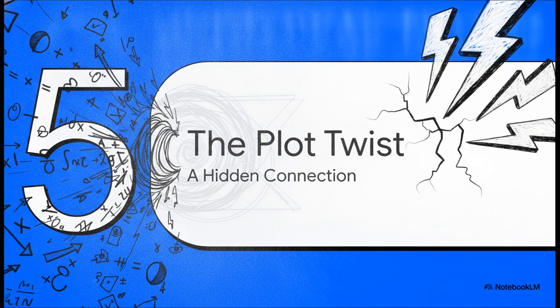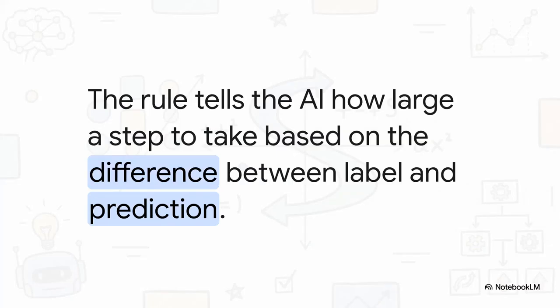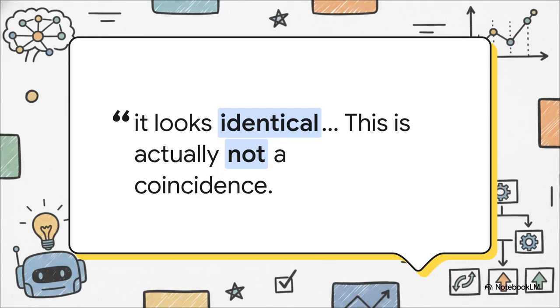And that brings us to our final section, Section 5, the coincidental plot twist and a hidden connection. Once we take those derivatives to find our optimal parameters, climbing that hill to maximize our probabilities, we arrive at this exact mathematical rule for updating our AI's parameters. This is the stochastic gradient ascent rule. Now, I know it looks a bit complex on the surface, but it essentially just tells the AI exactly how large of a step it needs to take based on the difference between the actual label y and our predicted hypothesis. But hold on a second.